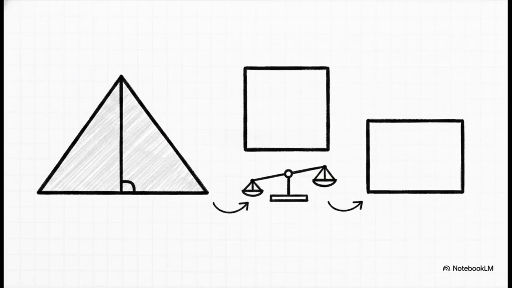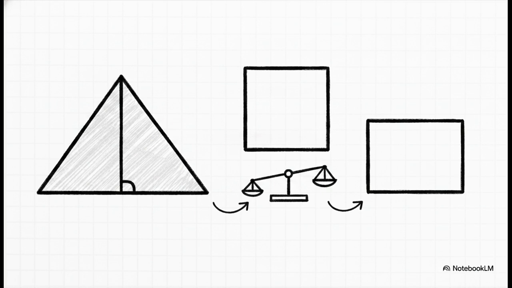Let's recall our altitude concept. We have an altitude QS that perfectly divides the hypotenuse into two distinct segments, PS and SR. Because the two smaller right-angled triangles formed inside are similar, their corresponding sides are perfectly in proportion. When we cross-multiply those proportions, we naturally arrive at this beautifully simple formula. QS squared equals PS multiplied by SR. In plain English, the length of the altitude squared is exactly equal to the product of the two segments of the hypotenuse.